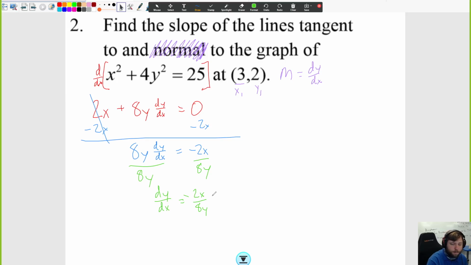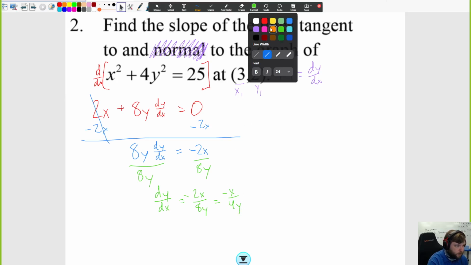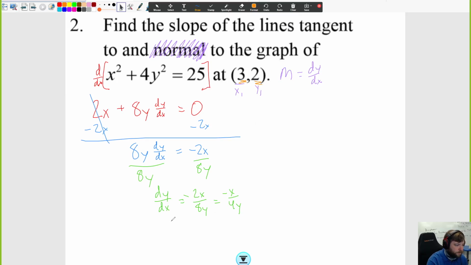Now, if I wanted to, I could simplify it. I'm going to simplify it just because. Negative x over 4y. At this point, since I've simplified it all the way, now I just plug in this value 3, 2. So dy/dx at the point (3, 2). I'm just kind of putting this down here. I don't know how you do that notation correctly, but sure. That's going to be negative 3 over 4 times 2. So negative 3/8. So my slope of the line, I just had to find the slope, negative 3/8. Done.